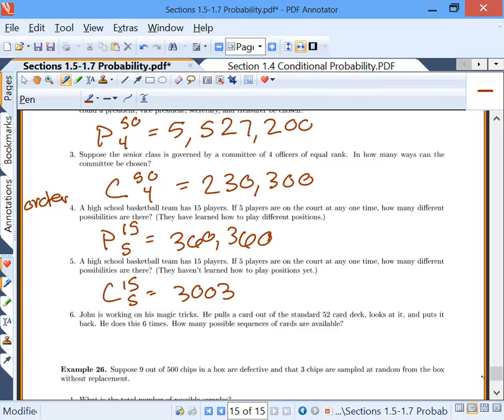John is working on his magic tricks. He pulls a card out of a standard 52 card deck, looks at it, and puts it back. He does this 6 times. How many possible sequences of cards are available? What do I need here? The order matters. Is it a permutation?